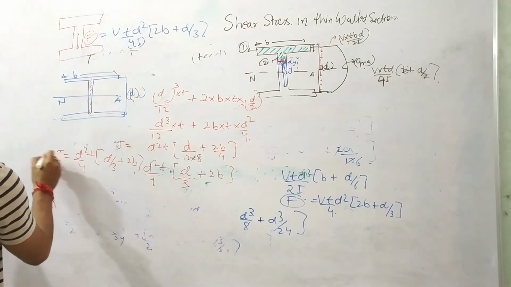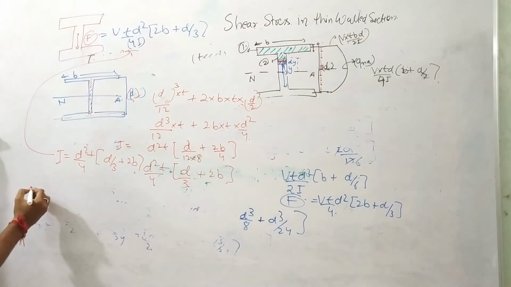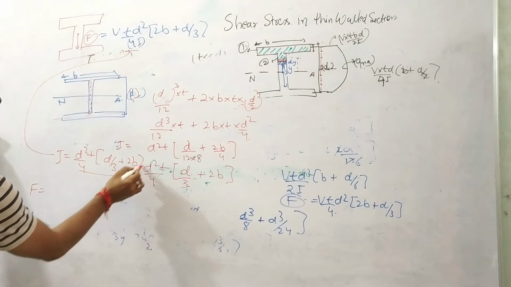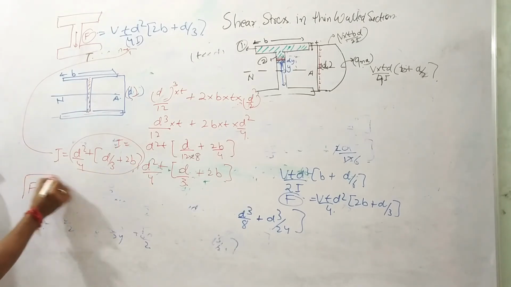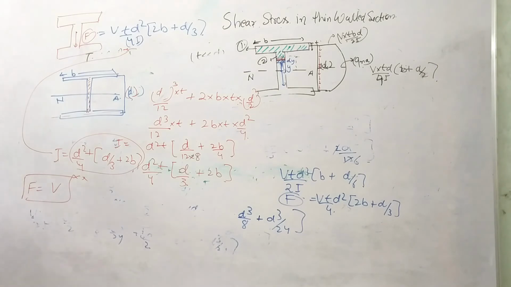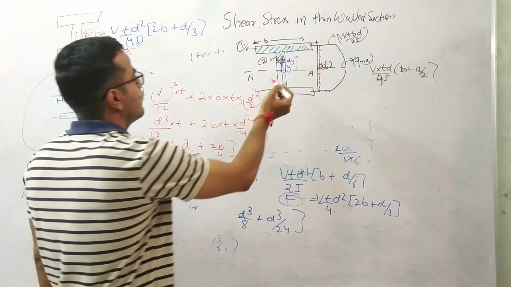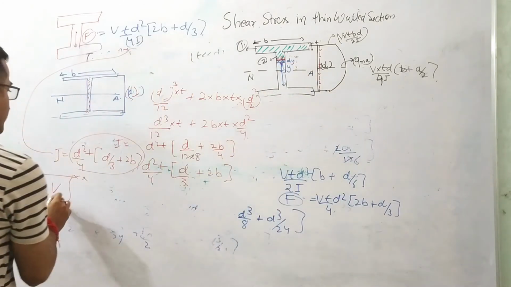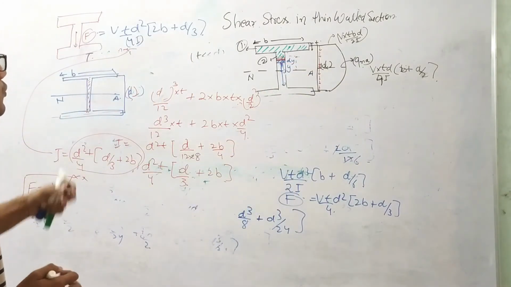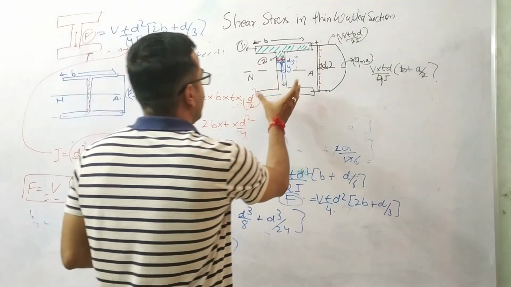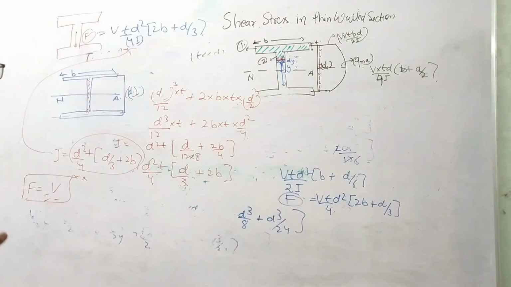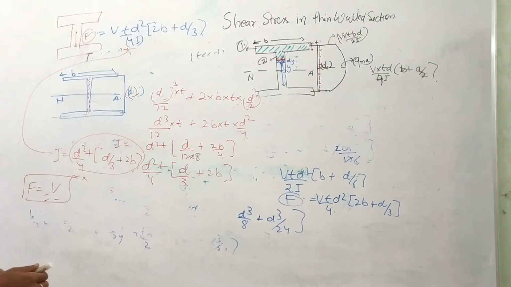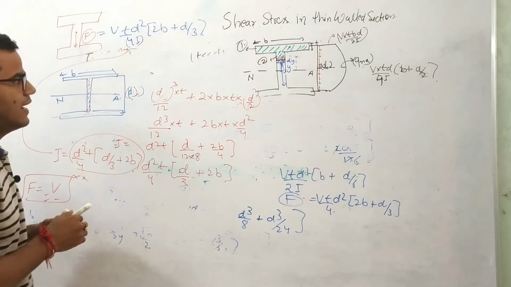If I put this value in this formula, F is nothing but equal to V. This is the result we should get because the net shear force will be taken care of by the web only, and F equals V. So this is the variation of the shear flow along the web of this section. The vertical shear force will be taken care of by the vertical shear flow only.